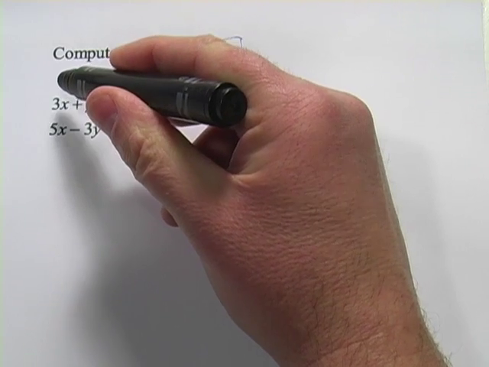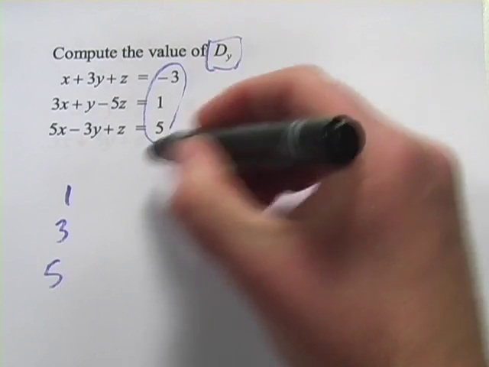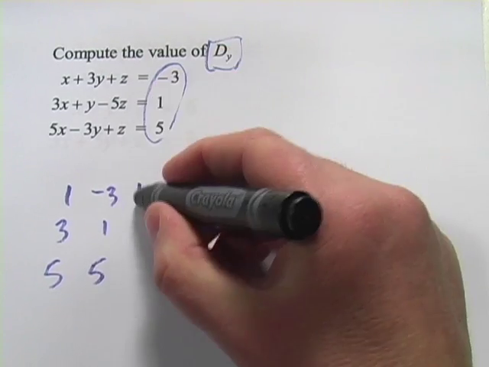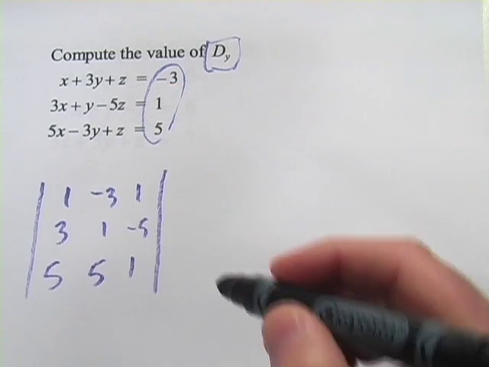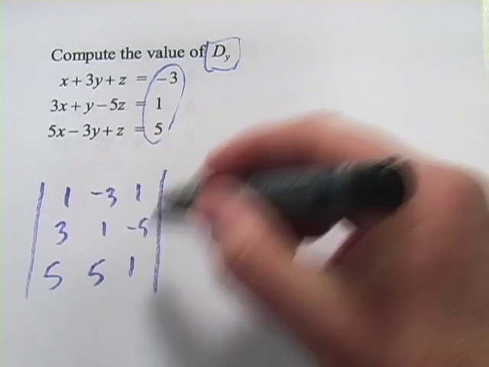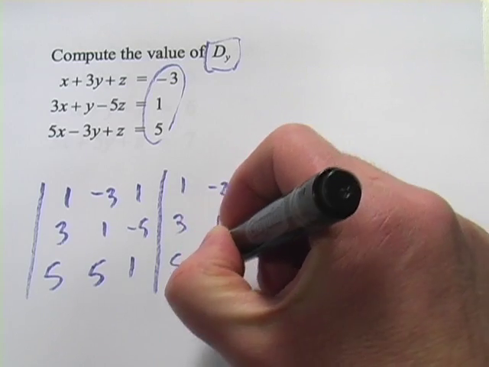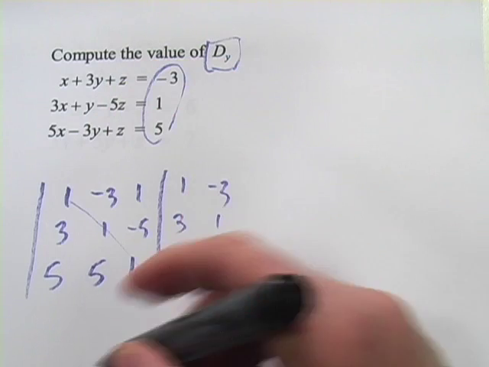For x coefficients, we've got 1, 3, and 5. For y, we'll have our -3, 1, and 5. And for z, we've got 1, -5, and 1. And we'll calculate the determinant here. So I'm going to use the diagonals method, so let me copy the first two columns, 1, 3, 5, and -3, 1, 5. And we'll start multiplying on our down diagonals and adding those together.